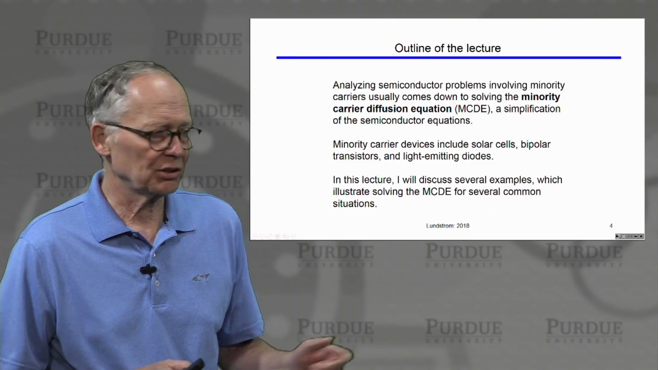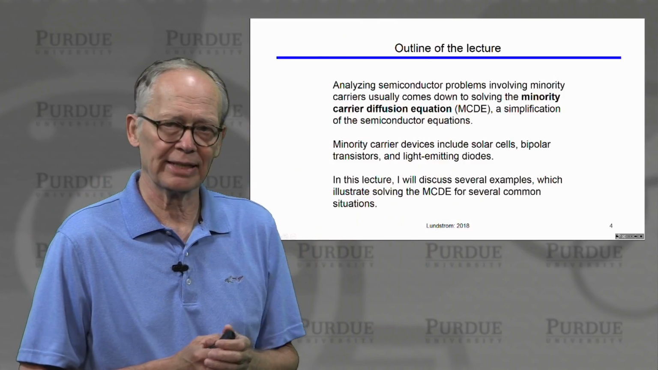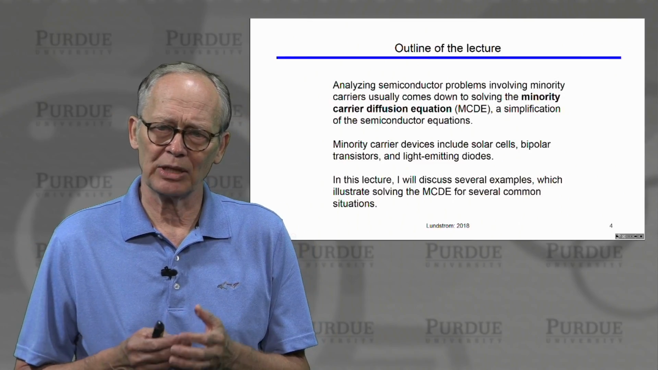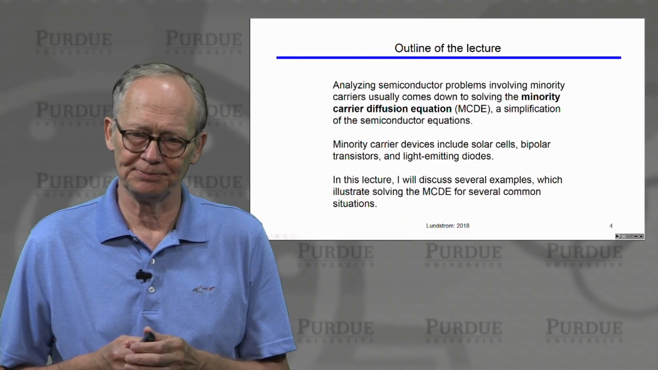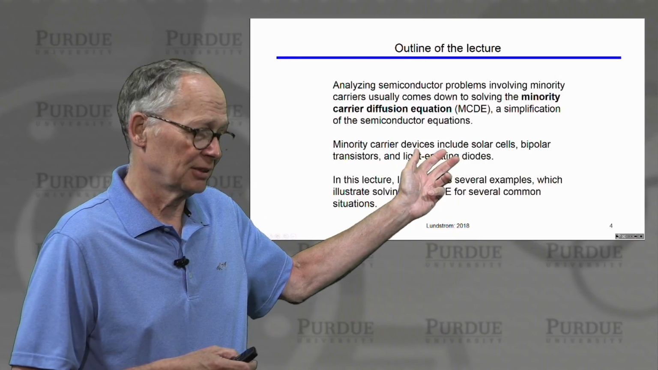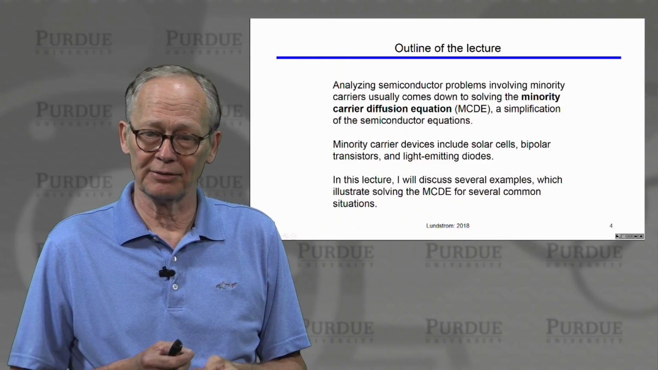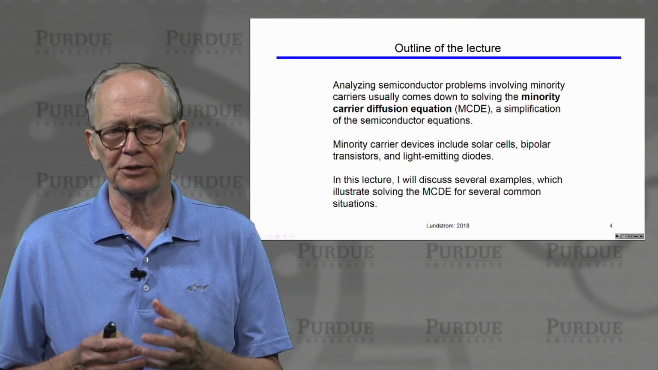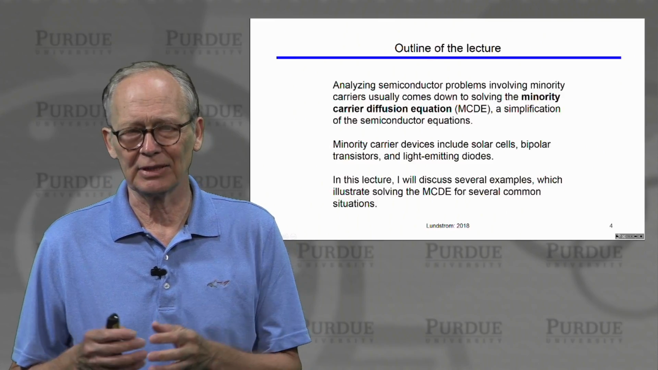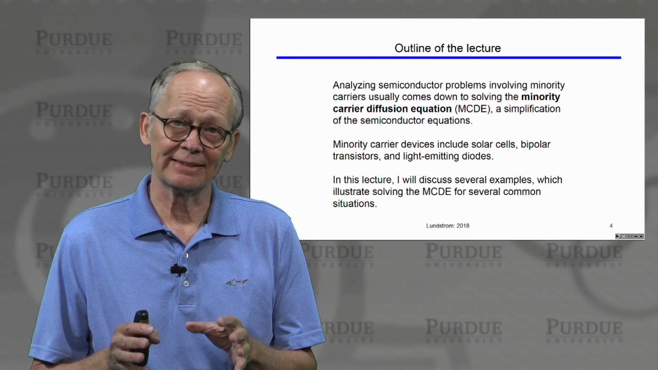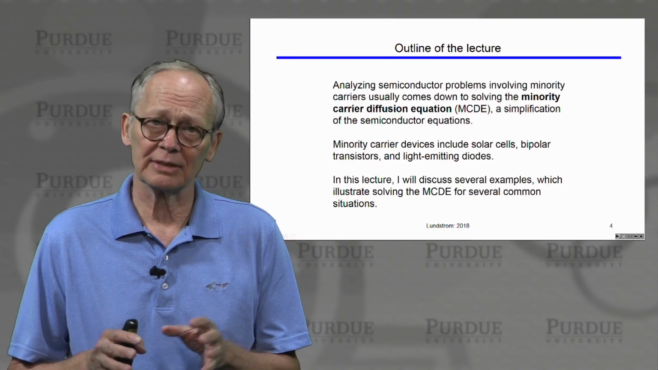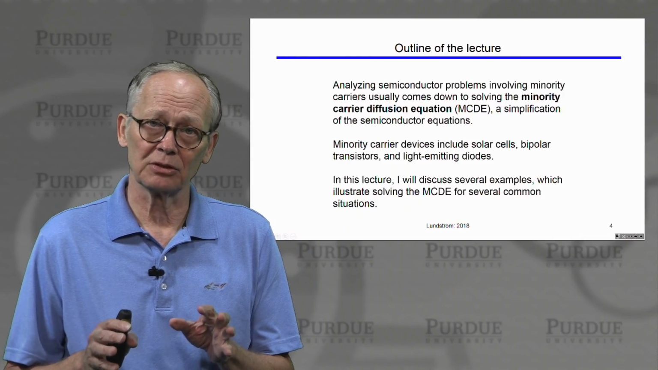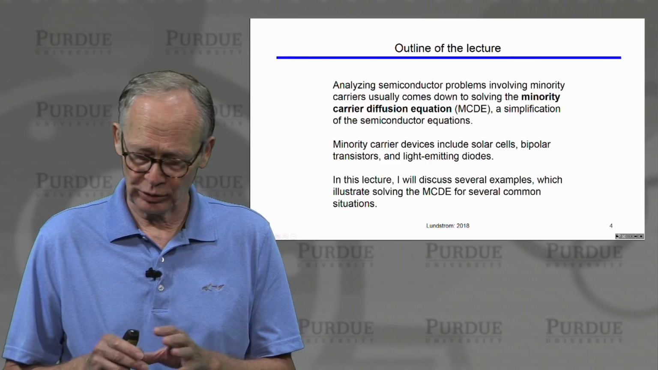So this is going to be a lecture that will come down to focusing on minority carriers. We will show how these equations can be simplified to an equation that we call the minority carrier diffusion equation. It's important for certain devices, so-called minority carrier devices, and I'll present several examples of how we can solve this minority carrier diffusion equation under a variety of different assumptions. These examples are very similar to the homework assignment for this unit, so you can see more details of the solution by studying those solutions and working those homework problems.